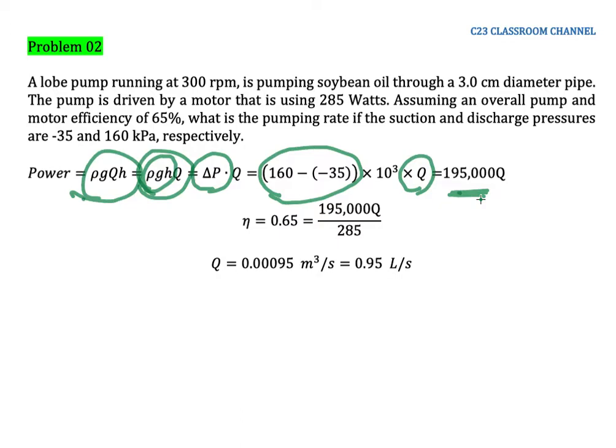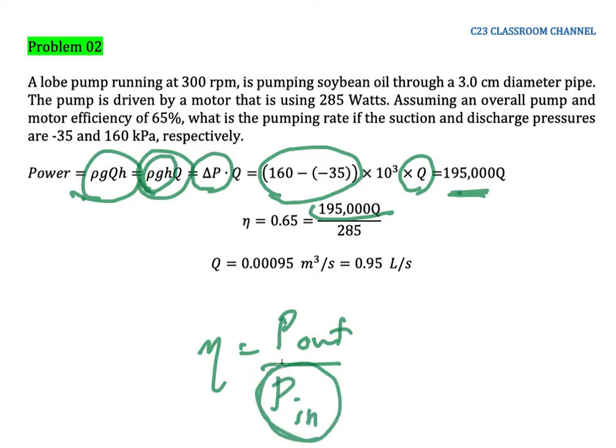And then we know that the efficiency is 0.65. So efficiency means power out divided by power in. Power in here means the power that we supply to the pump. From the question, we know that we need to supply around 285 watts, so it becomes the power in. And then according to this equation, we could calculate the Q, which is equal to 0.95 liter per second.